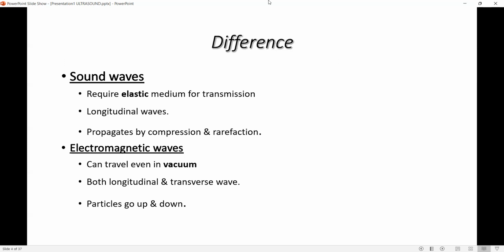Now, the difference between sound waves and electromagnetic waves. First, sound waves require an elastic medium for transmission. They are longitudinal waves and propagate by compression and rarefaction. Second, electromagnetic waves can travel even in a vacuum. They are both longitudinal and transverse, with particles going up and down.